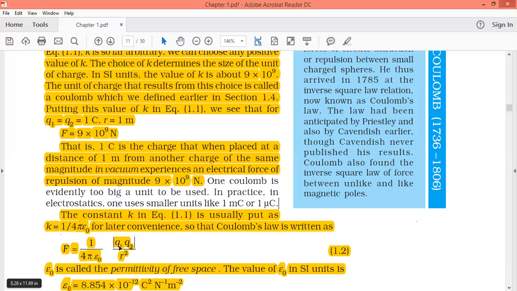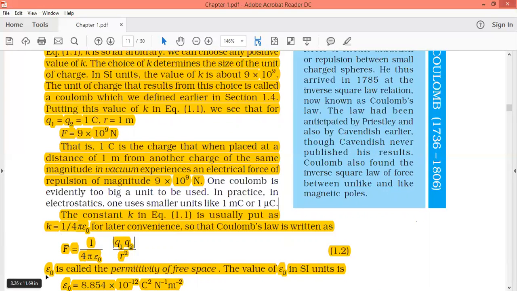So say Q1 is positive, Q2 is negative. If you multiply these two, you will be getting a negative value. So if you take mod, we will be getting positive only, divided by r square, where r is the distance between them. Okay, so we will be calling it force of attraction or force of repulsion depending upon the type of charges. If you have like charges, we will be calling it force of repulsion. If you have unlike charges, we will be calling it force of attraction.